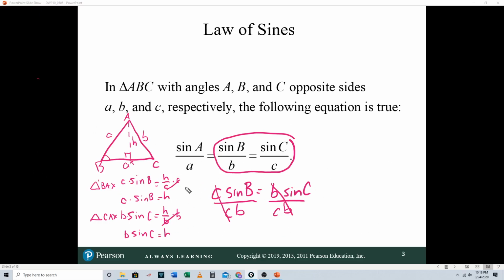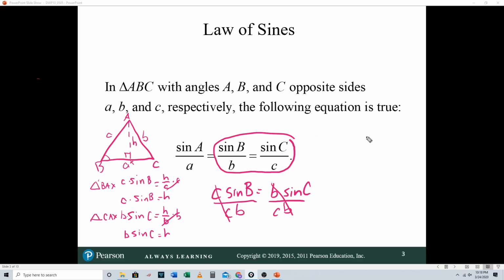Now, what we absolutely have to have is an angle and its opposite side. If we do not have an angle and its opposite side, then either they're going to give us two angles, so we can use the fact that all triangles add up to 180 degrees to find the third angle, or we can't use law of sines.